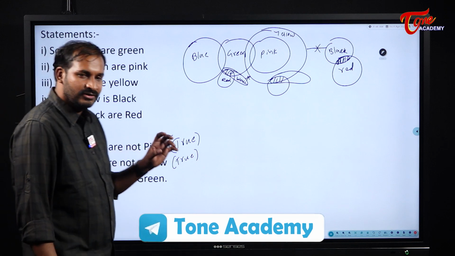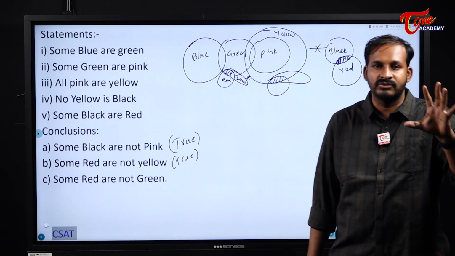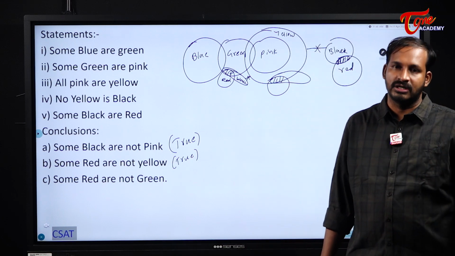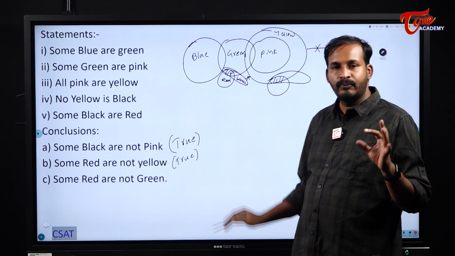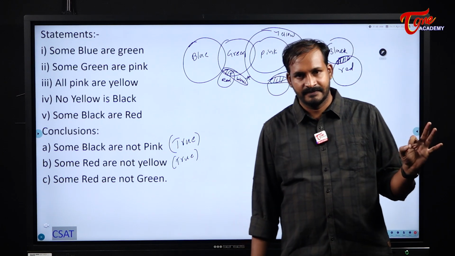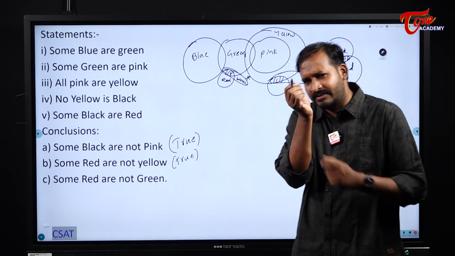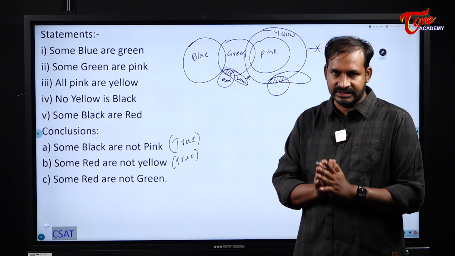See students, don't mind whether we are drawing a small intersection portion or a large intersection portion. There is no problem with that. We should just understand the concept. Without intersecting black with yellow, can I draw the some red portion in the green or not? That's it. Try to understand that concept. Whether you intersect with a dot also, it is fine. But we should make it intersected.